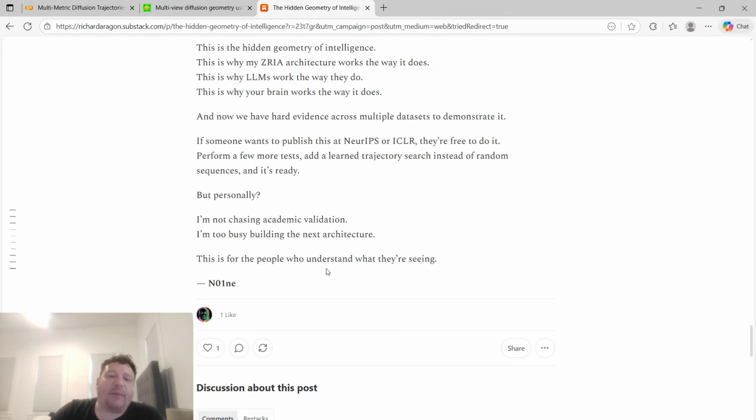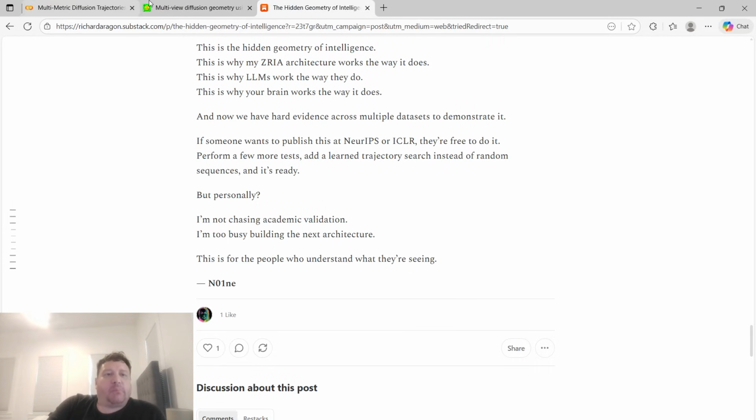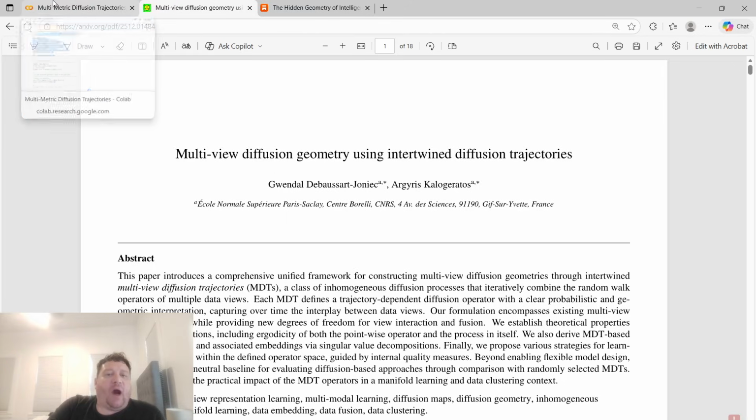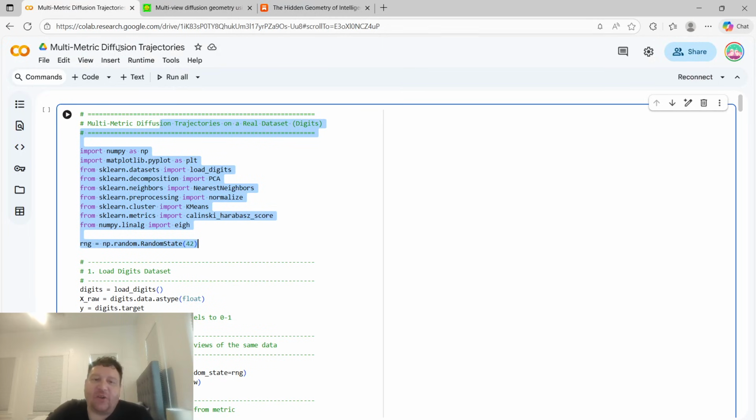Personally, I'm not chasing academic validation. I'm too busy building the next architecture, and this, to me, is for people who understand what they're seeing. To me, it's just proving out that this is exactly how these things are working. This is why they're working, and let's move forward from there. That's all it is at the end of the day.